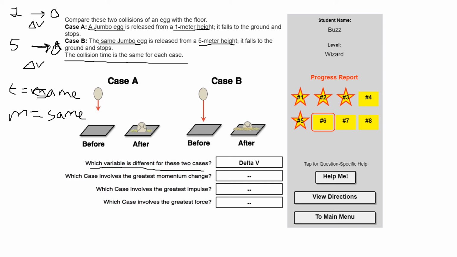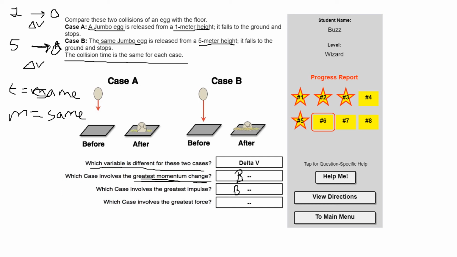Okay, so which case involves the greatest momentum change? Well, which one has a greater change in velocity? Clearly B. If I said, which I did, and I'm going to repeat, that change in momentum is the exact same thing as impulse. So they're both going to be B because they're asking the same question. And then which one involves the greatest force?